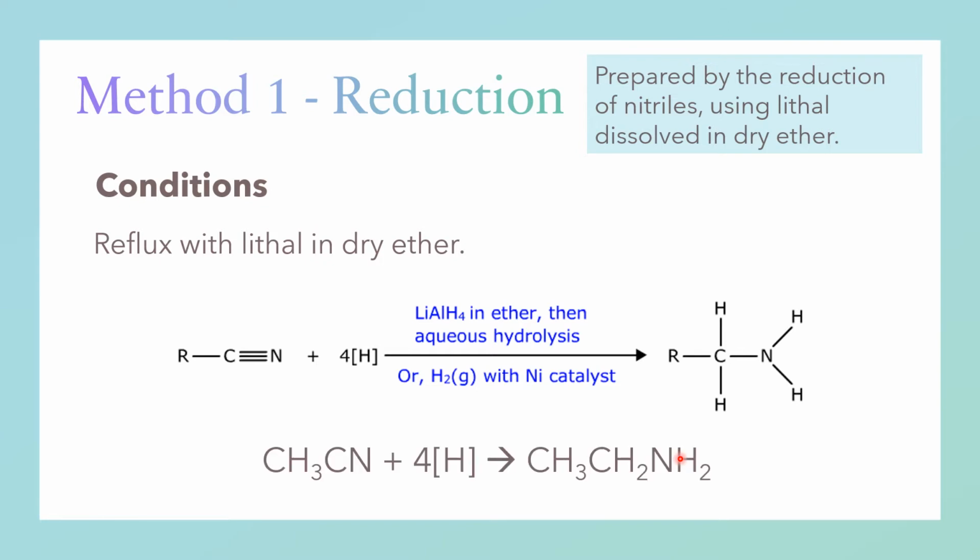Now, we can then show that if you want to have the specific one for ethane nitrile, this is what you will write in. CH3CN plus 4 [H], then we'll produce CH3CH2NH2. So there's your specific one. So get those both written in. Pause this now and write them both in.